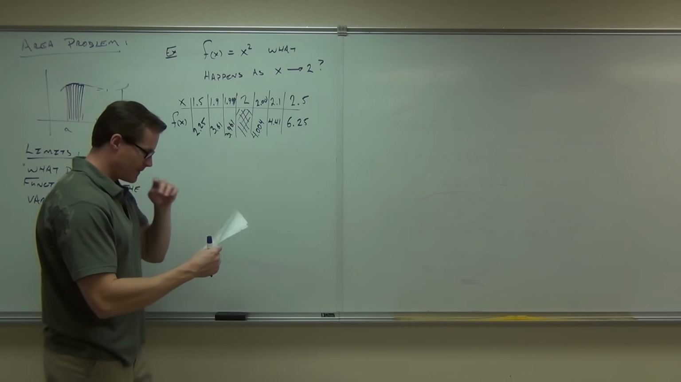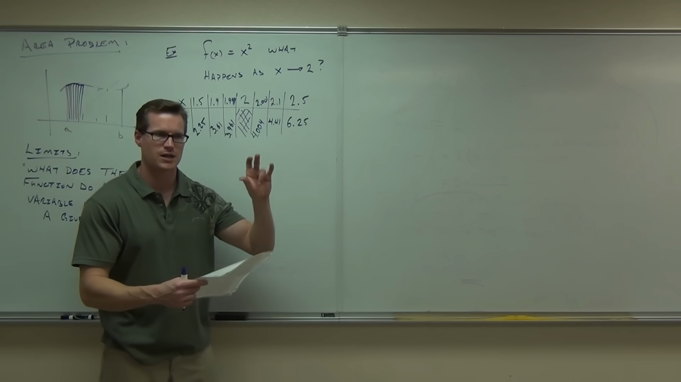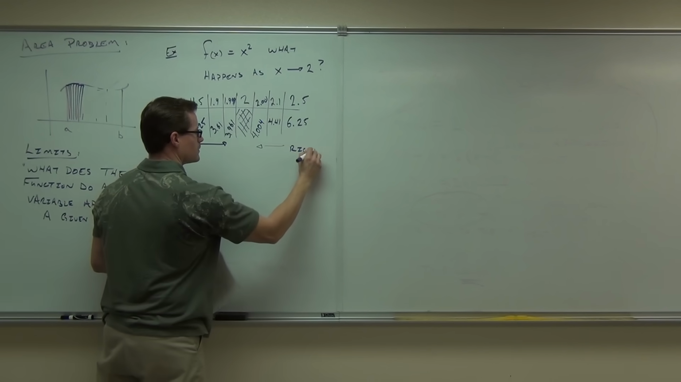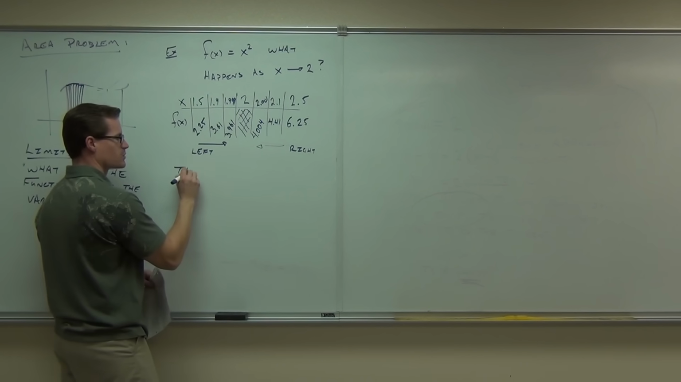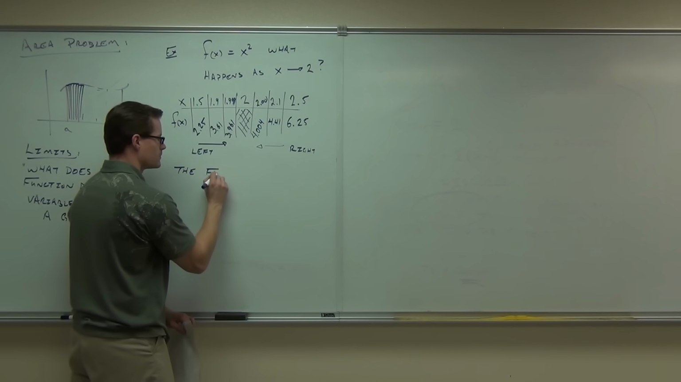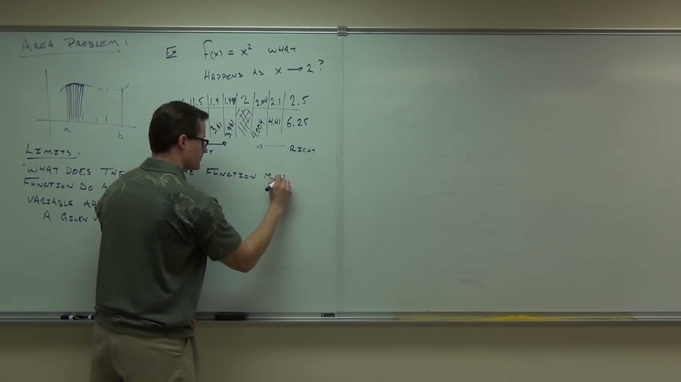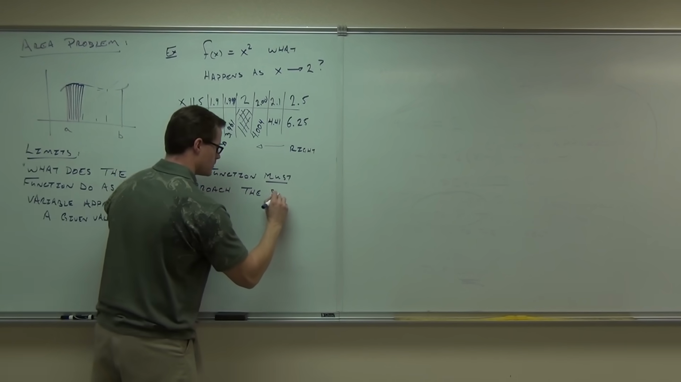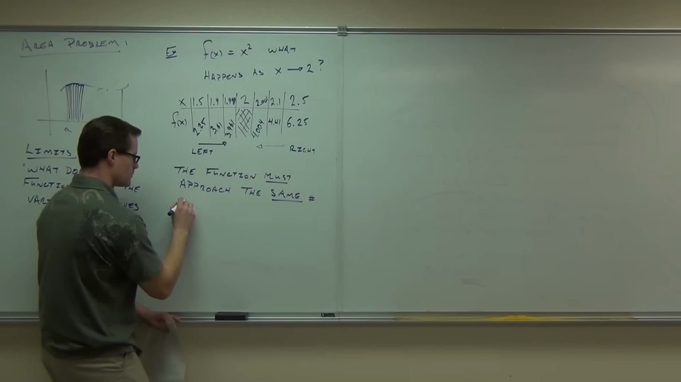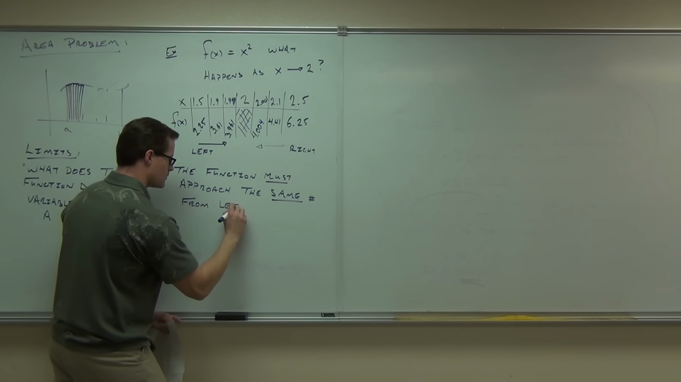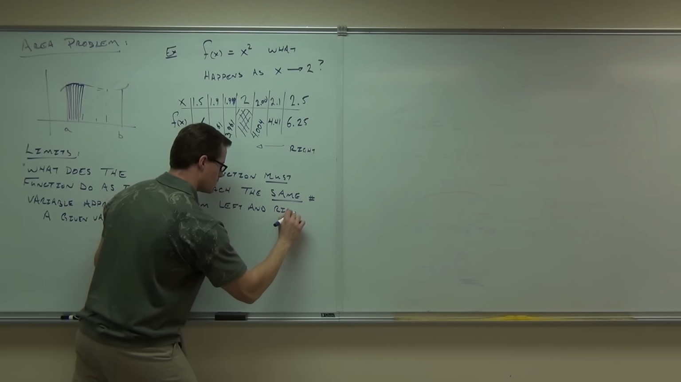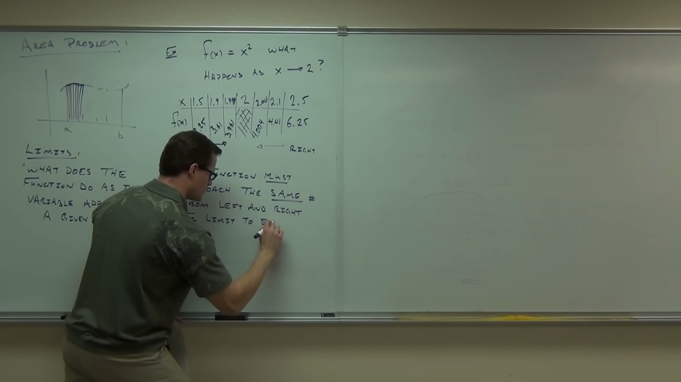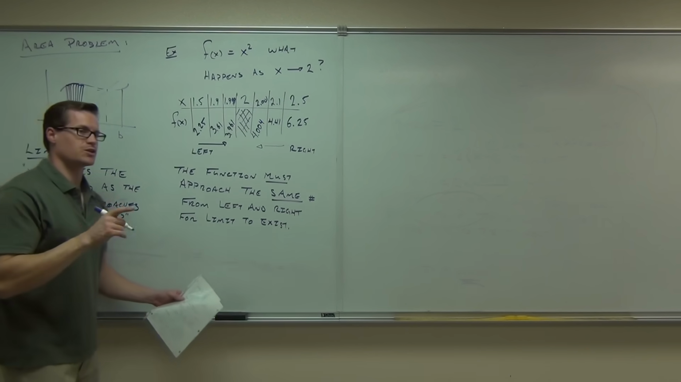What we would say right now, this is how you write it. A couple notes about this. The function must approach the same value from both the left and the right. So this is from the right. This is from the left. The function must approach the same value from the left and the right for the limit to exist. If it does, here's how you write the limit.